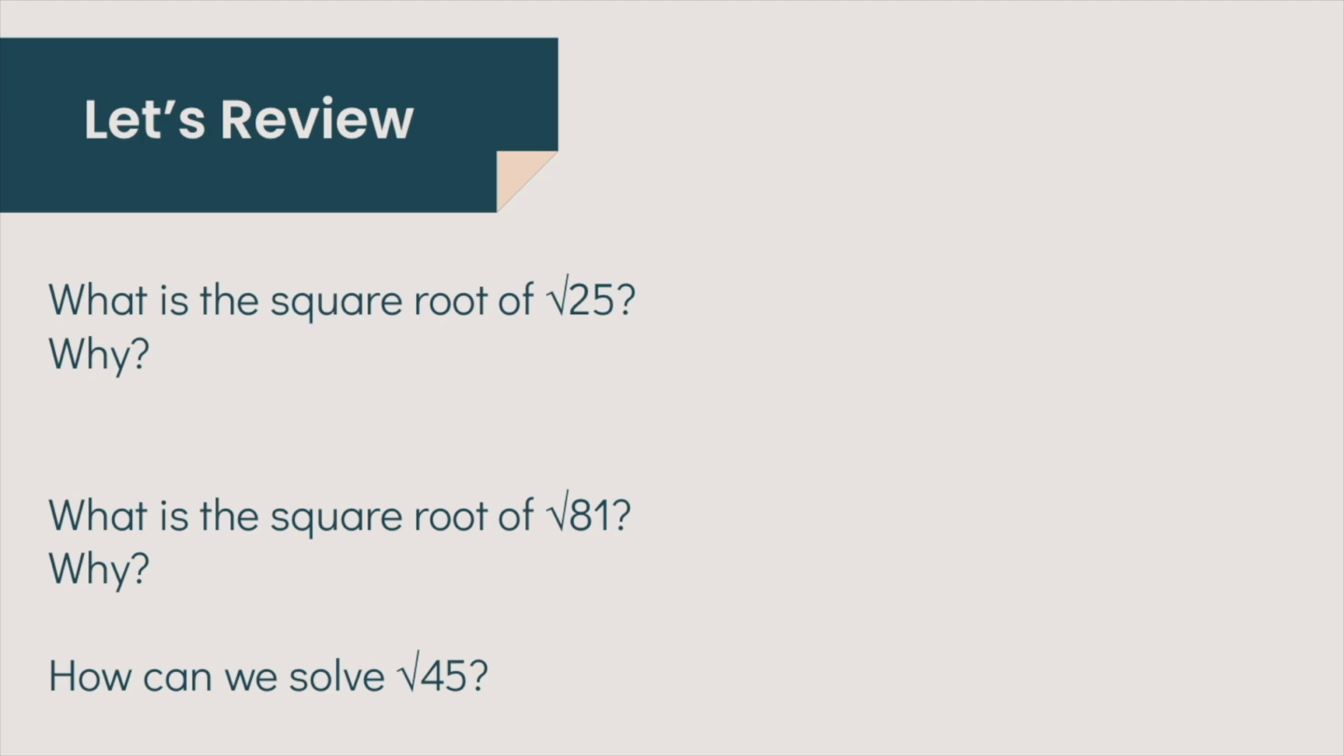So the square root of 25, we know that to be 5. And we know that because 5 times 5 is going to be equal to 25. The square root of 81, we know the square root of 81 is 9. And we know that because 9 times 9 is going to be 81.